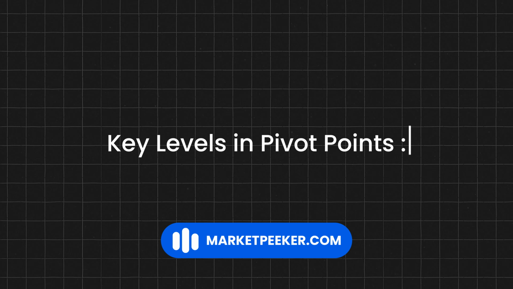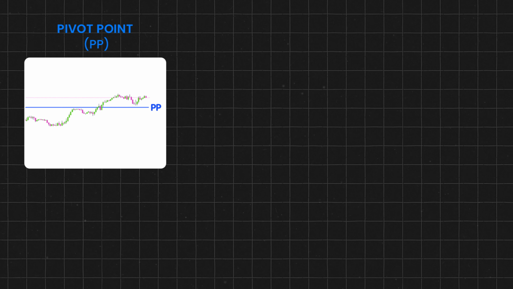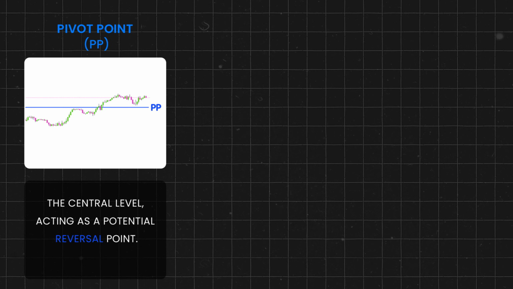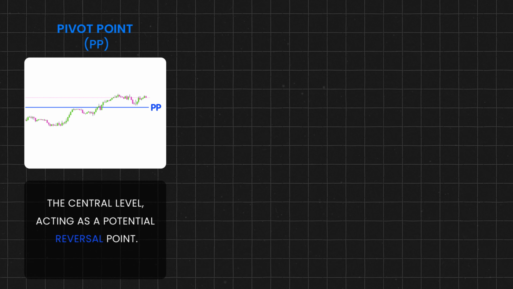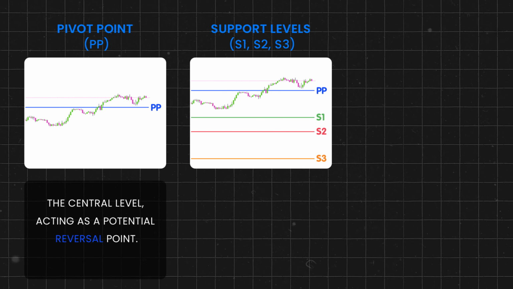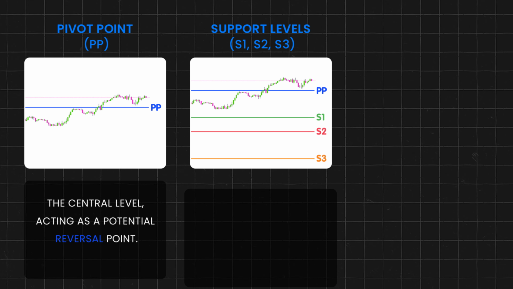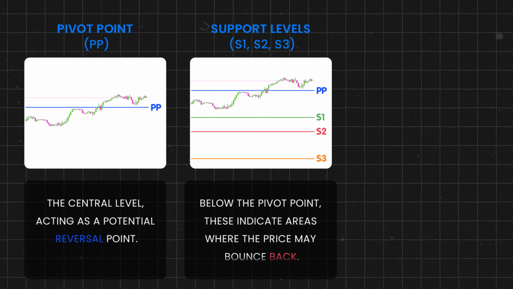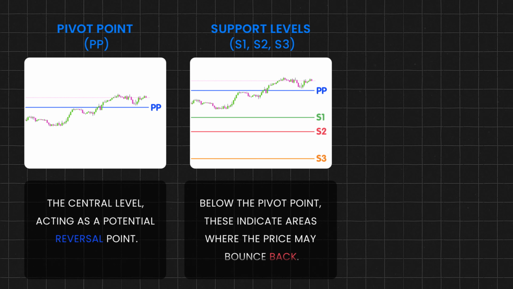Key levels in pivot points. Pivot point, PP, the central level, acting as a potential reversal point. Support levels, S1, S2, S3. Below the pivot point, these indicate areas where the price may bounce back.